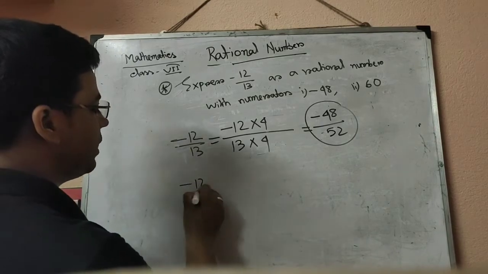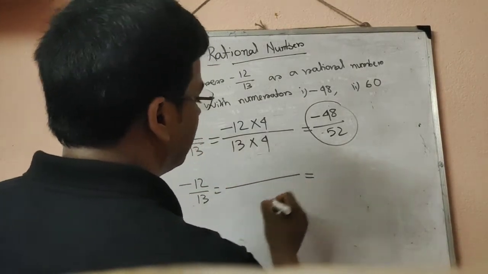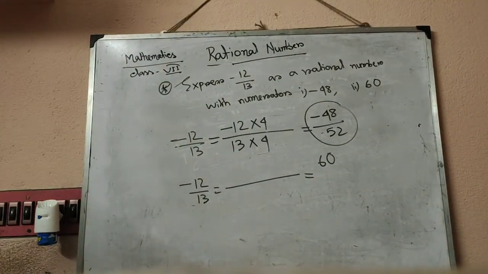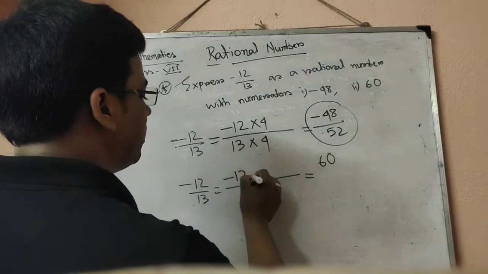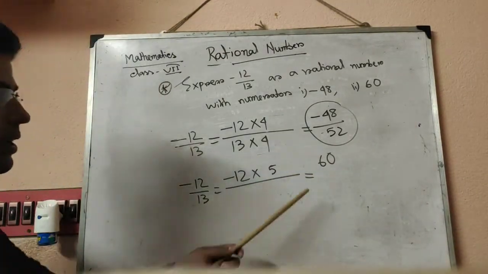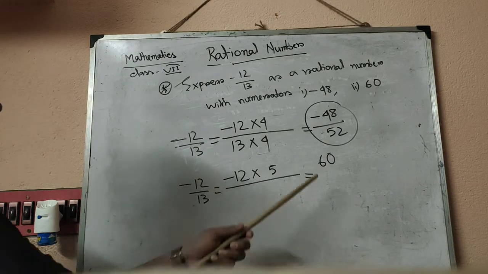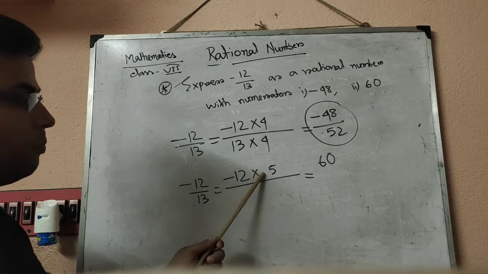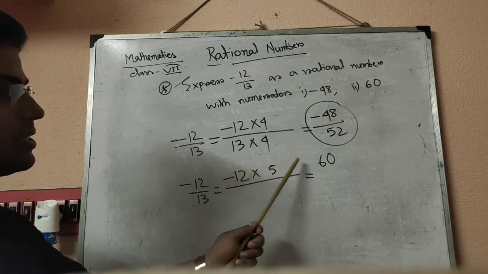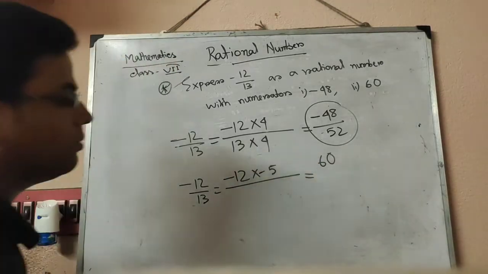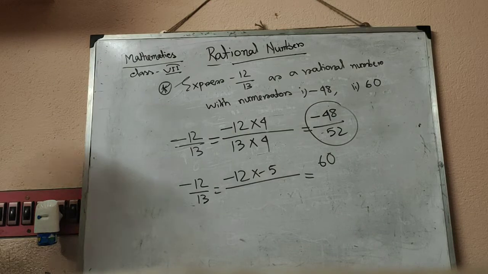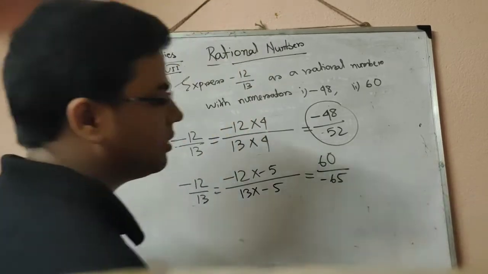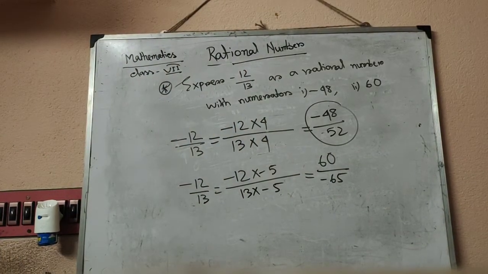Again, minus 12 by 13, numerator 60. Here minus 12 into 5, but here the sign is positive. We know that minus minus is plus, so here we can multiply the numerator and denominator by minus 5. 13 into minus 5 is minus 65. Clear?